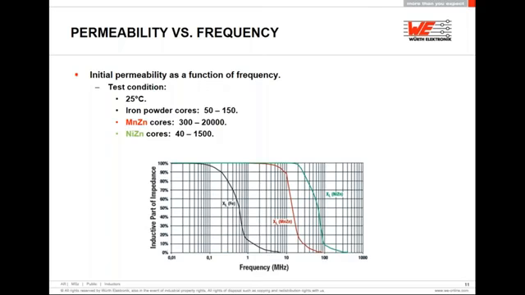We can also point out the typical initial permeability values of these cores at this specific test condition. Iron powder cores have a permeability between 50 and 150. Manganese zinc cores are between 300 and around 20,000. And nickel zinc cores would be between 40 and 1500.